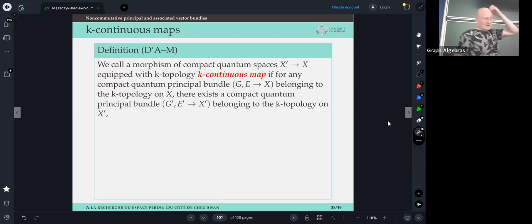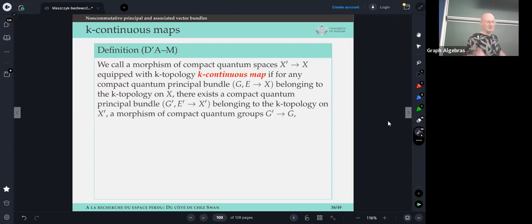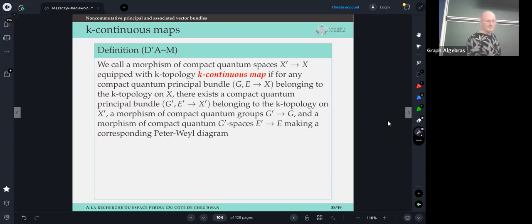So a K-continuous map is a map compatible with this K-topology in the only possible way. If you think about the definition of a continuous map in terms of open coverings, this is almost verbatim the same.